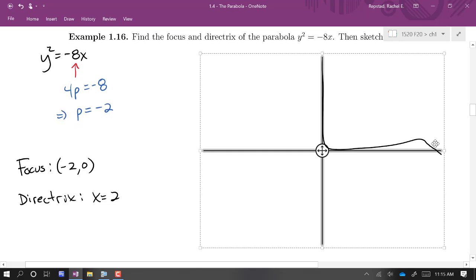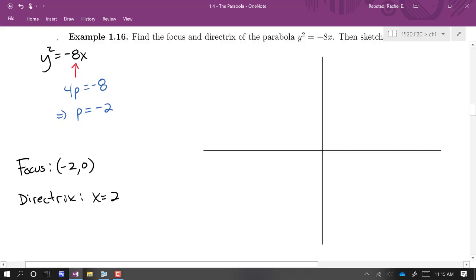Then we're going to sketch it. There's our focus, there's our vertex, and our directrix. So I know that it opens to the left. The parabola is always going to open away from the directrix and kind of swallow up the focus.